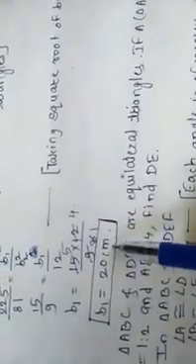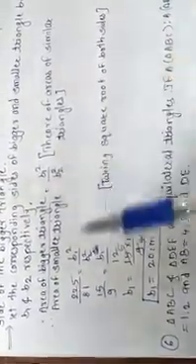Therefore B1 is equal to 15 into 12 upon 9. 3 3s are 9, 3 4s are 12, 3 1s are 3, 3 5s are 15, 5 4s are 20. Therefore B1 is equal to 20.